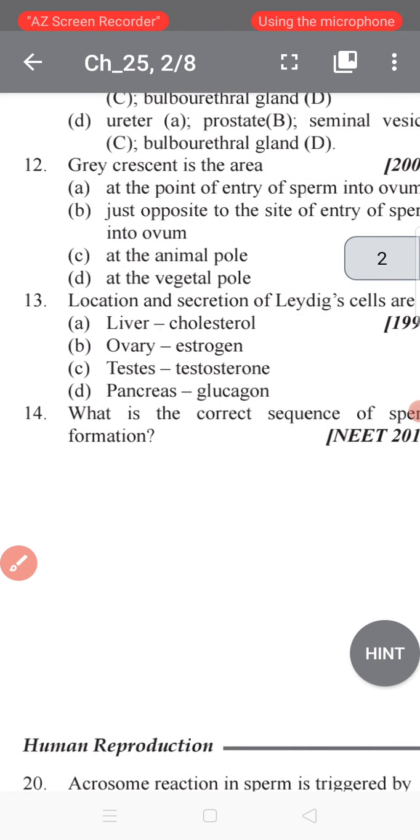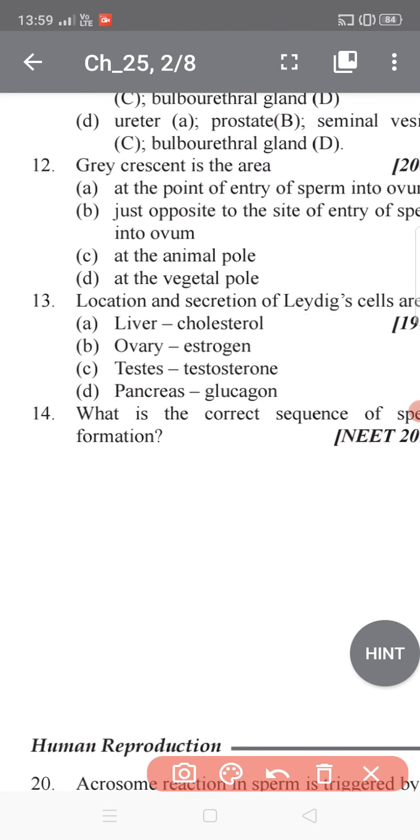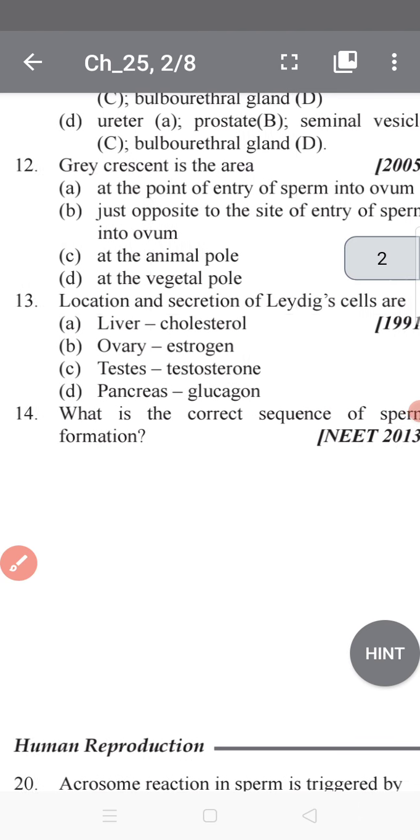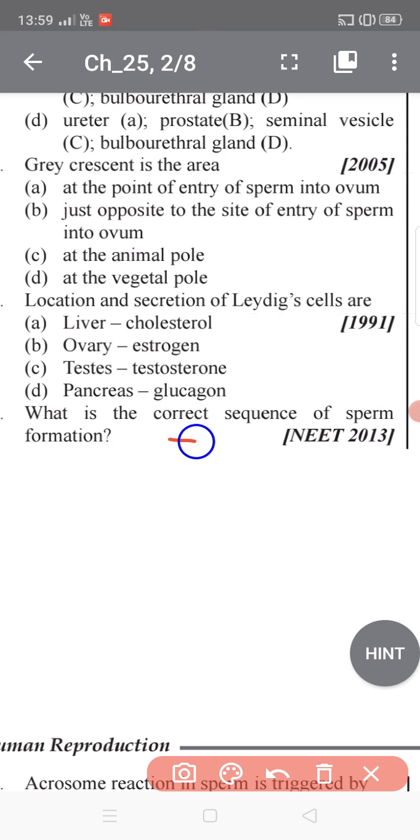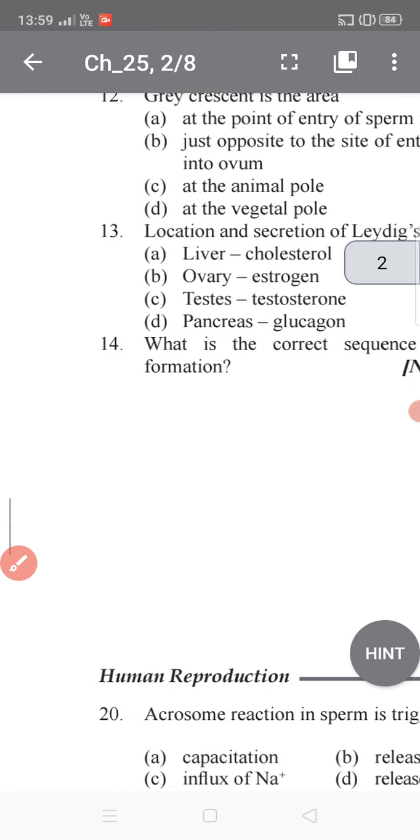Another question, number 14. What is the correct sequence of sperm formation? What is the correct sequence of sperm formation? This was asked in 2013. Okay, so now we go to the options.